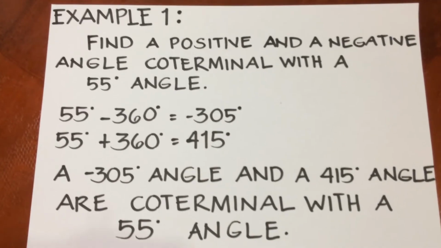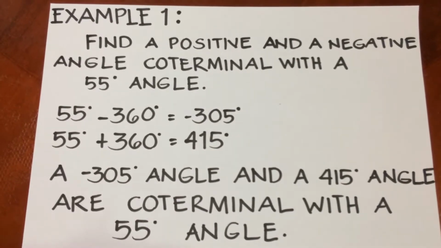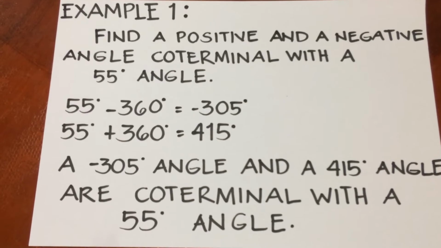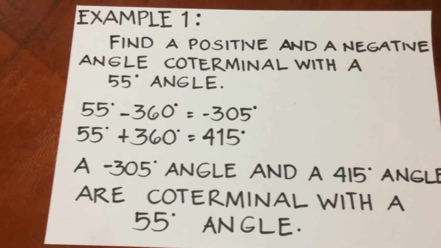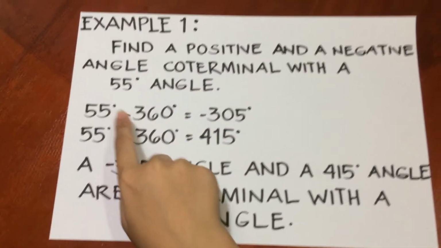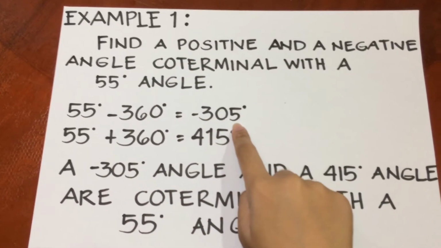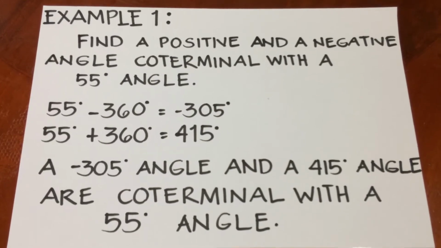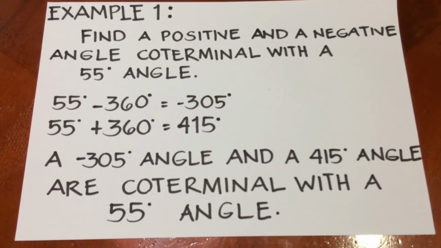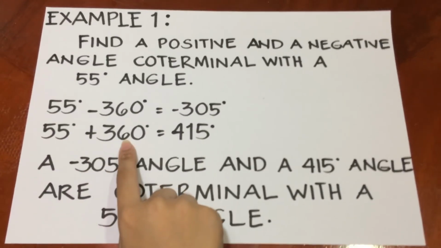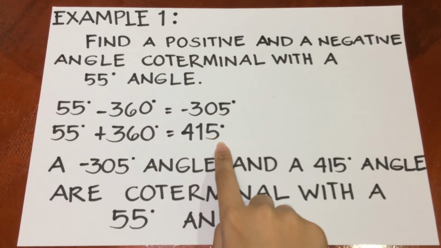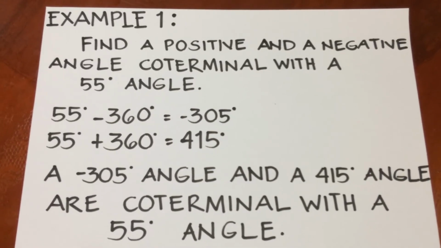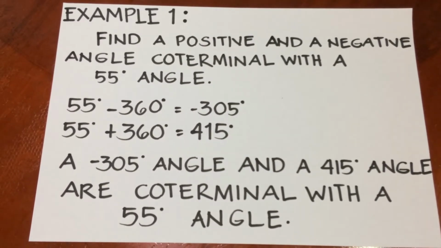So, example number 1. Find a positive and a negative angle coterminal with a 55 degree angle. For finding the coterminal with a 55 degree angle, we subtract 360 from the 55 degree angle. So the result is negative 305. So negative 305 is our first coterminal of the 55 degree angle. And after that, 55 degrees plus 360 degrees is equal to 415 degrees. So our second coterminal is 415 degrees.